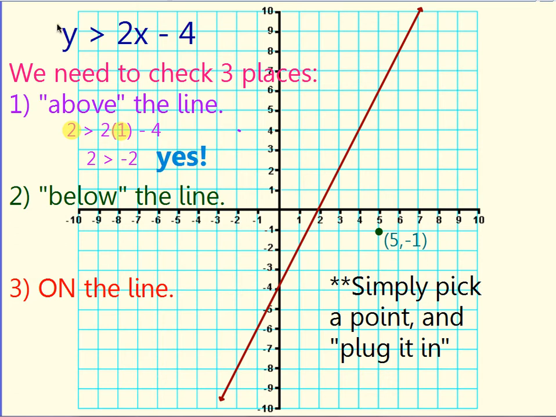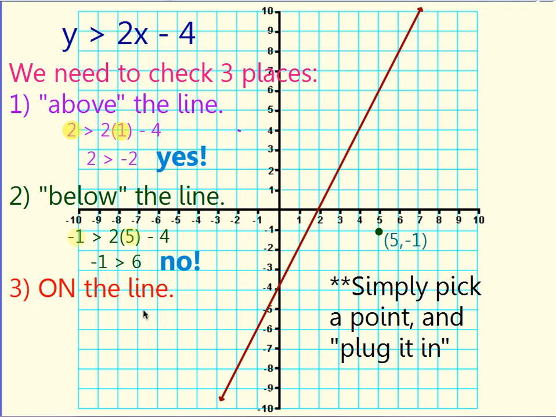Using 5 for x and -1 for y, I'm substituting them back into my original inequality. 2 times 5 is 10, minus 4 is 6. That gives me the inequality -1 is greater than 6. True or false? Definitely false on this one. That means the point I picked is not part of our solution. And in saying that, that means that any point in that particular area will not be part of our solution.